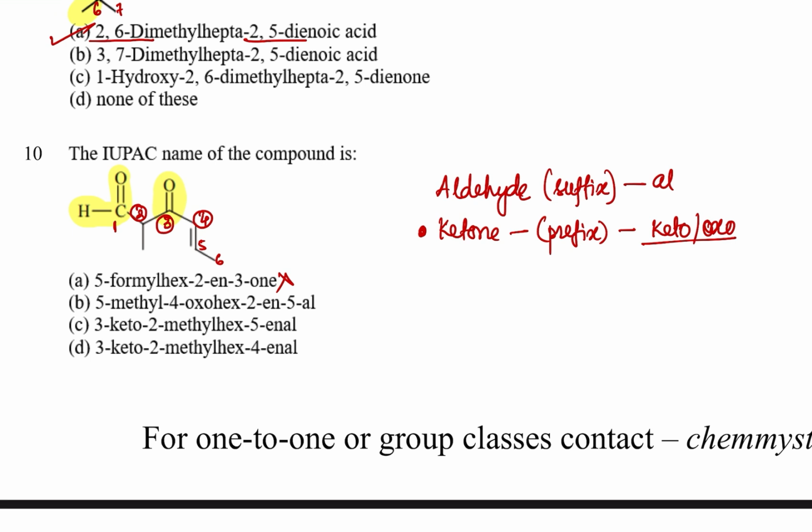Next one, 3 keto. Okay, 3 keto, we have a keto group at the third one. 2 methyl, at the second position we have a methyl group. Hex, 5 en. They have written 5 en, at the fifth position double bond. Actually we'll see the list number, it is at the fourth place, not at the fifth place, right? So this is also wrong. So we'll put the least number, that is fourth place will be in al. So the C option is wrong. D option is correct for 10th.